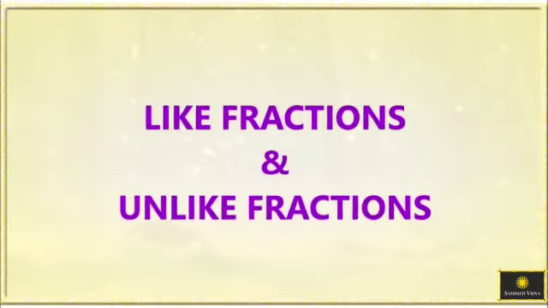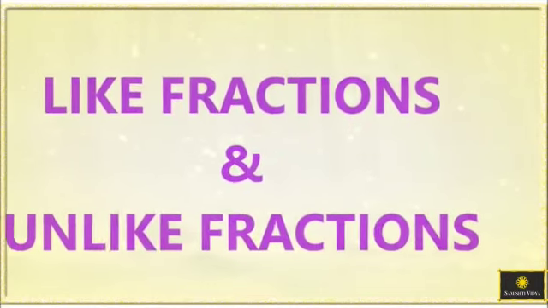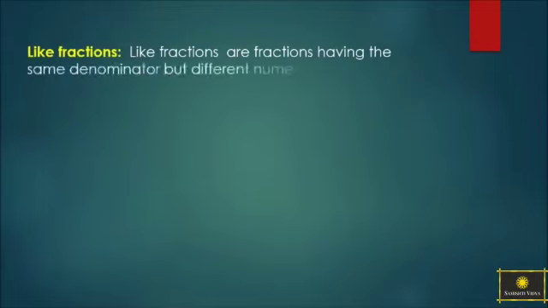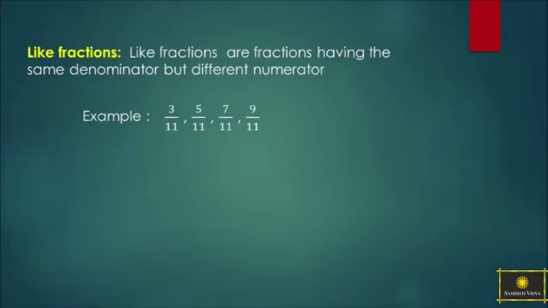Now let's learn what are like fractions and unlike fractions. Like fractions are fractions having the same denominator but different numerators. For example, 3 divided by 11, 5 divided by 11, 7 divided by 11 and 9 divided by 11. If you observe all these fractions, you can see that all the denominators are the same, that is number 11, and all the numerators are different.